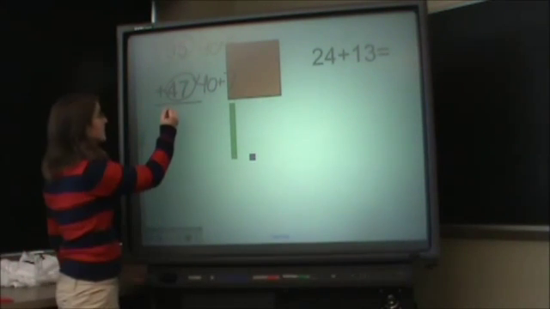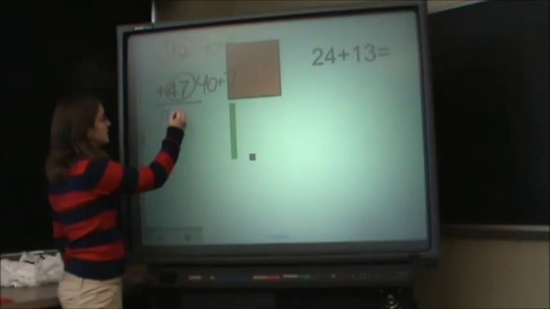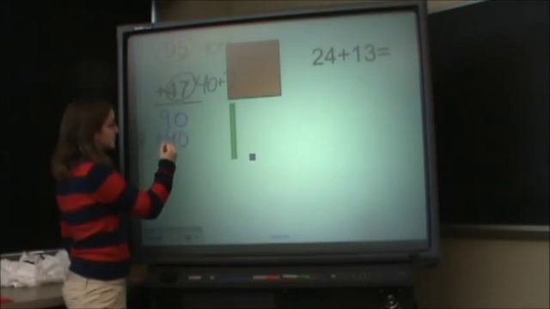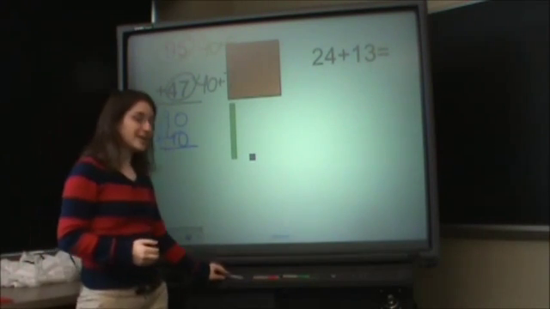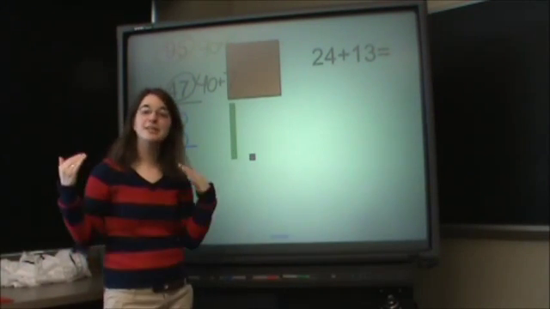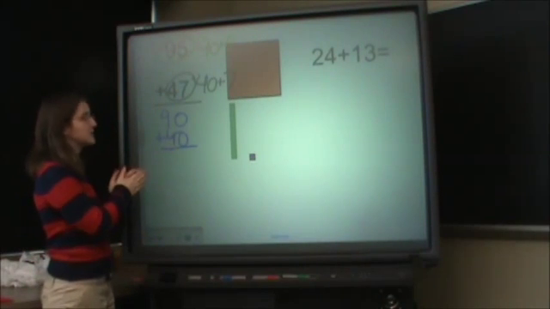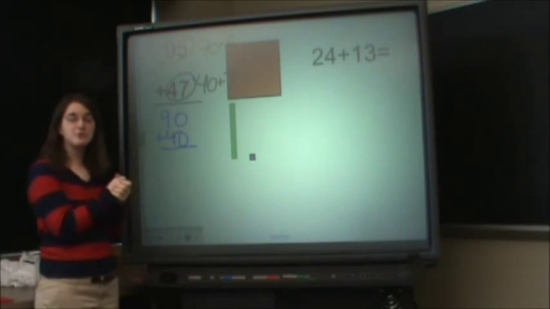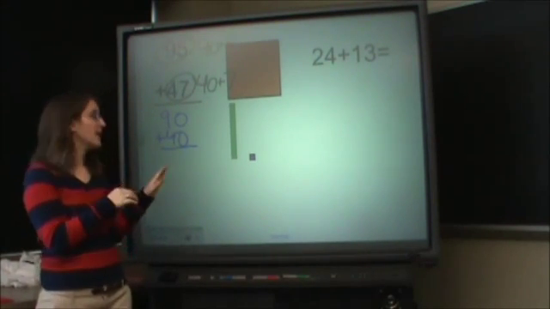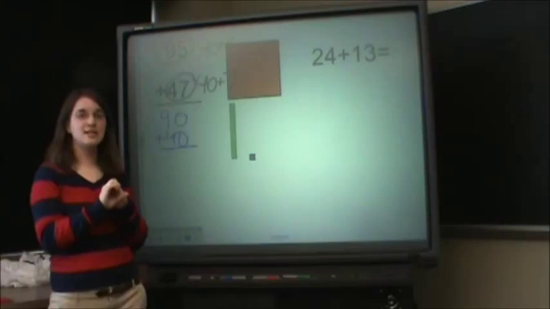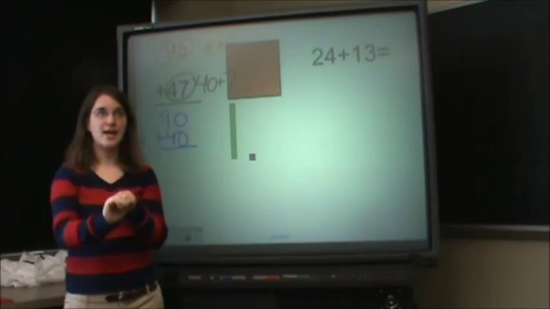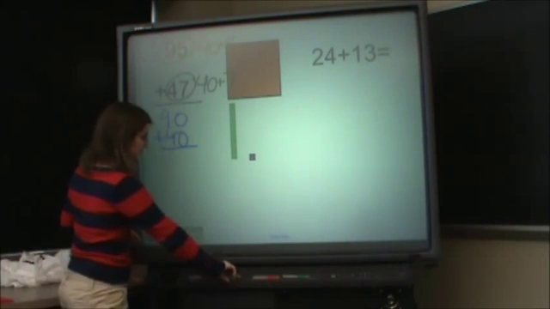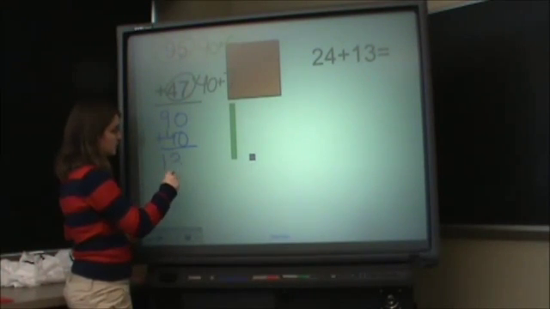So let's see. 90 plus 40. We can either use our base 10 blocks, or we can think in our head how we can solve this problem. We can even count up. So if we say 90, and we have to add 4 tens. So 90, 100, 110, 120, 130. So we know it'll get us to 130.